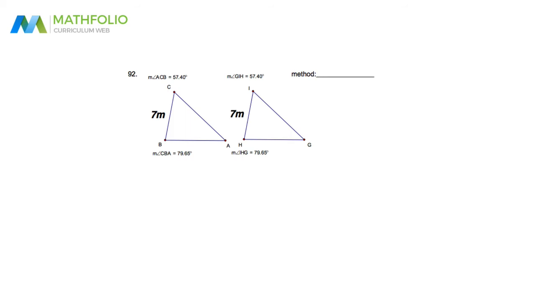Alright, question 92. Same again, are they congruent or are they not? So here, measure of CBA is right here. This is this thing. And we've got a side matches with a side. We've got an angle right here. Angle matches with this angle. Oh, and we've also got this angle up at the top as well.